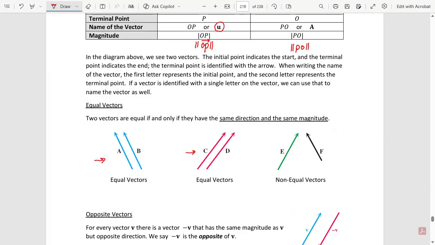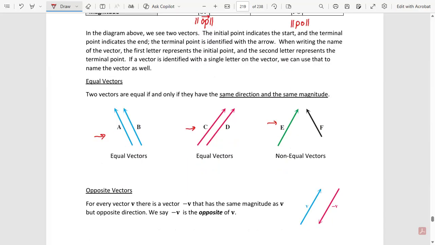But in this last example, the lengths of the vectors are not the same. Also, the directions are not the same. They are pointing in two different directions, so they are not equal. For two vectors to be equal, they must have the same magnitude and the same direction.